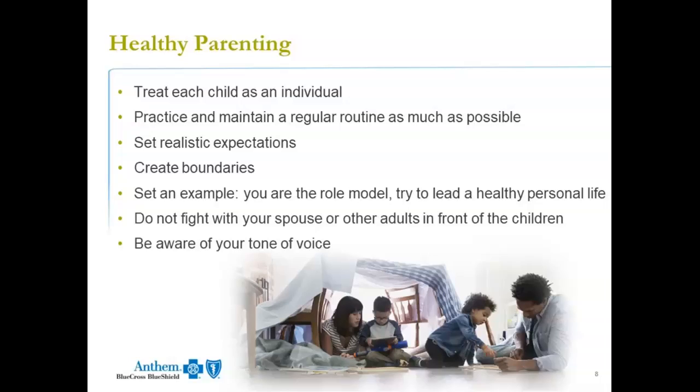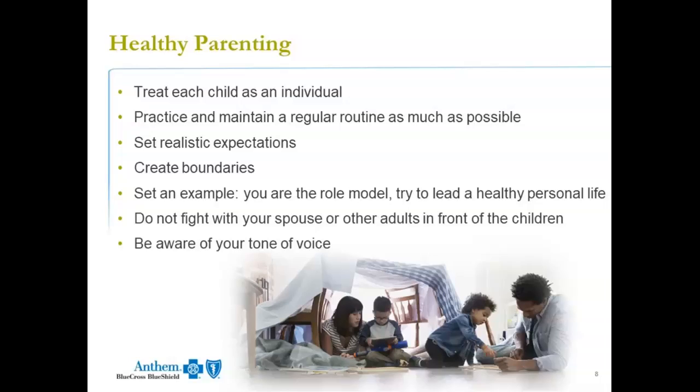Number 6, do not fight with your spouse or other adults in front of your children. Why? Because it teaches them poor communication skills and poor conflict resolution skills. Whatever you model, whatever they learn from you, that's what they're going to live out in their own private, personal, and professional lives. So teach them communication skills and conflict resolution skills that are going to help them out later in life. And be aware of your tone.